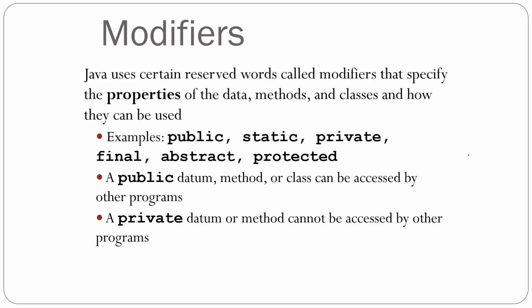So when you say that something is public, data is public or method or class is public, then it means that it can be accessed by other programs. We are not restricting the access to it. Whereas if you call something private, if you have a data or a method which you're calling private, then it cannot be accessed by other programs, right? You are very conservative about this. We will use public and private.